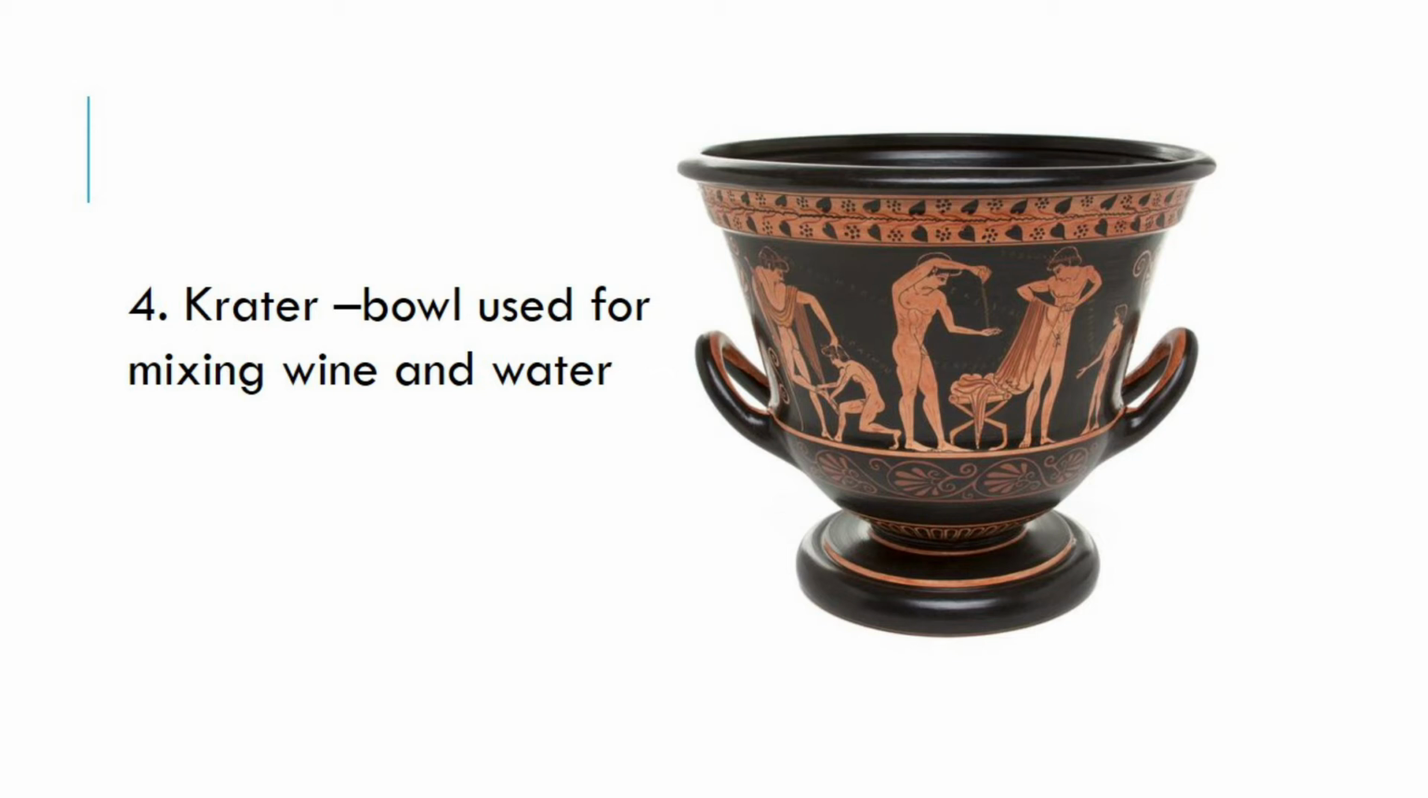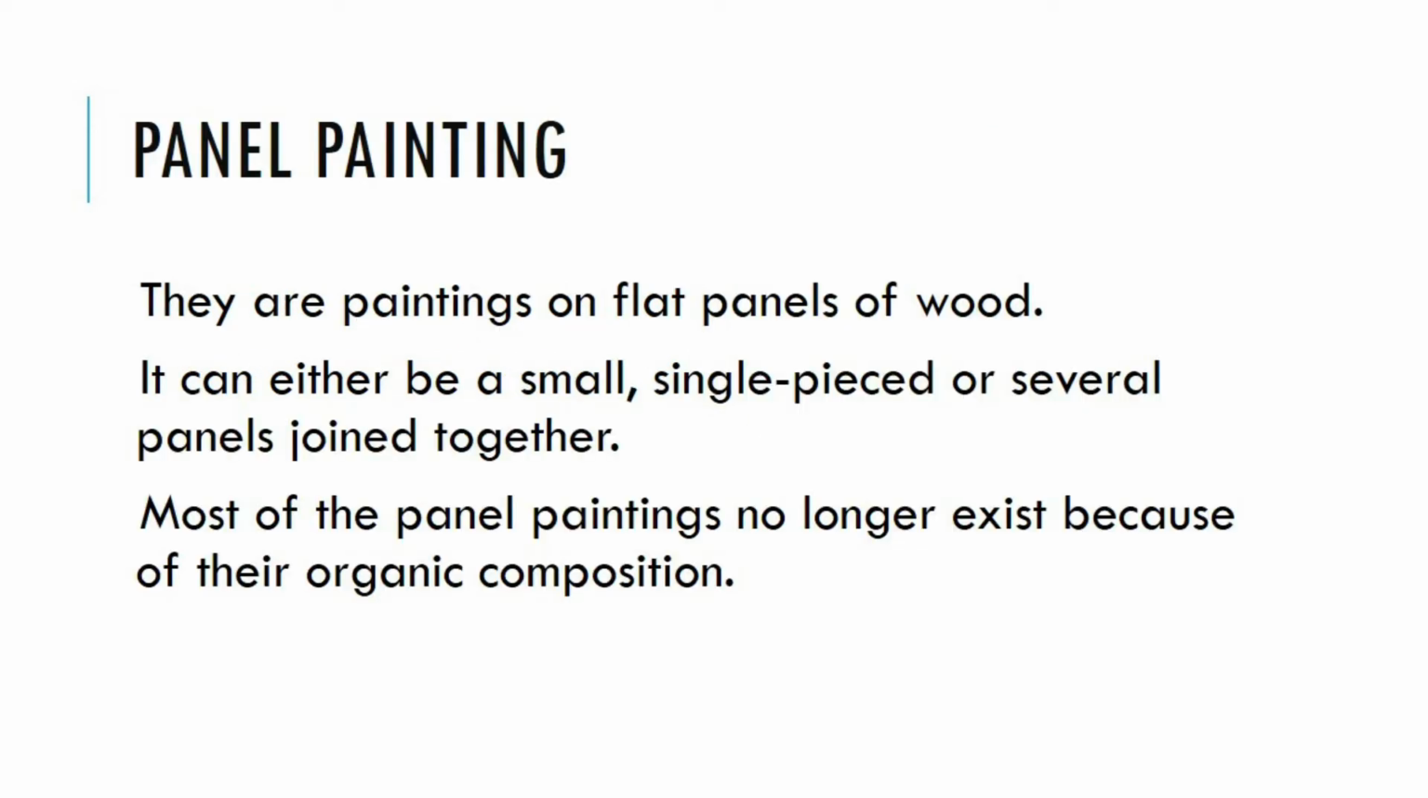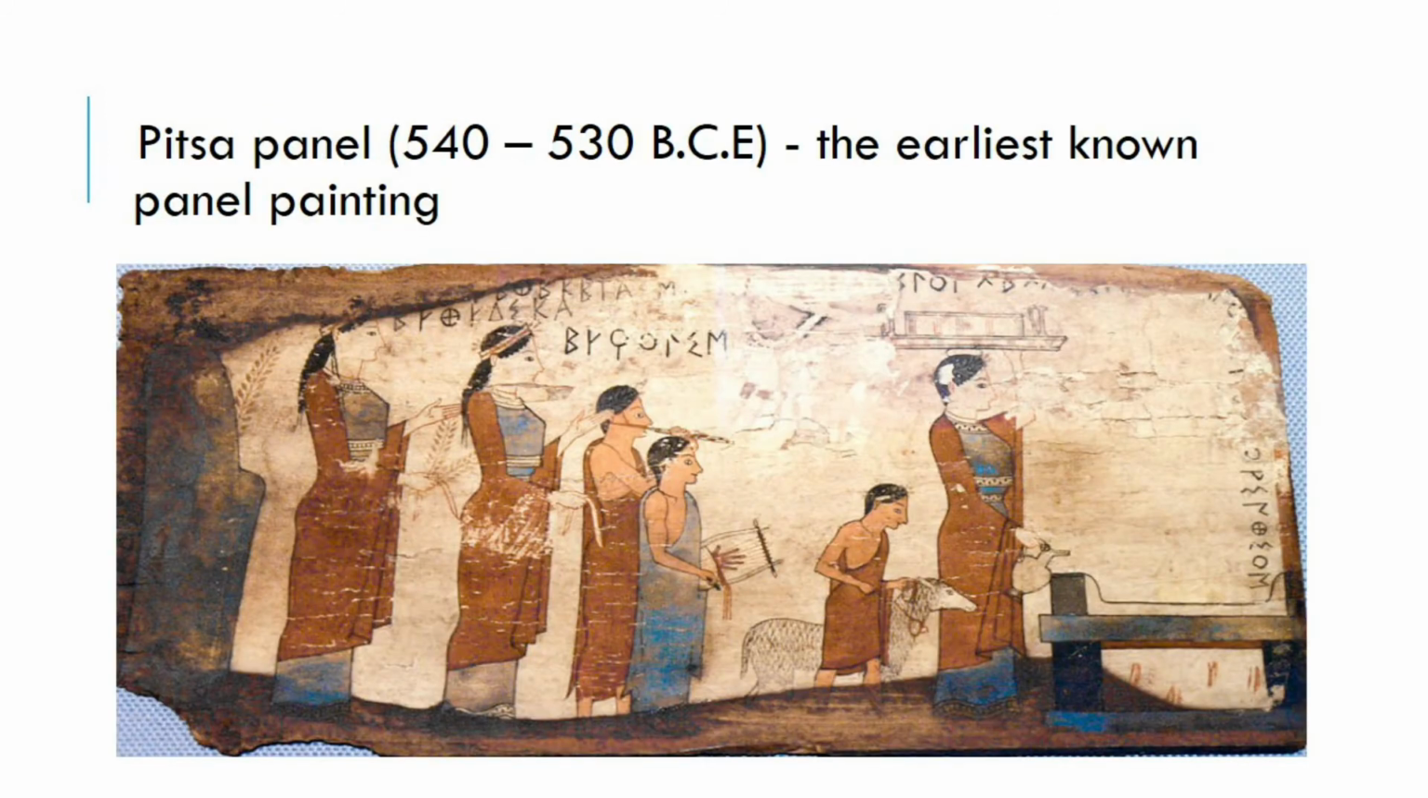Next is the panel painting. The panel painting can be either small, single-pieced, or several joined together. But most of the panel paintings are no longer existing because of their organic composition. The paintings in the panel are made of wood. As you can see in the picture, it is the Pitsa panel. It is the earliest known panel painting.